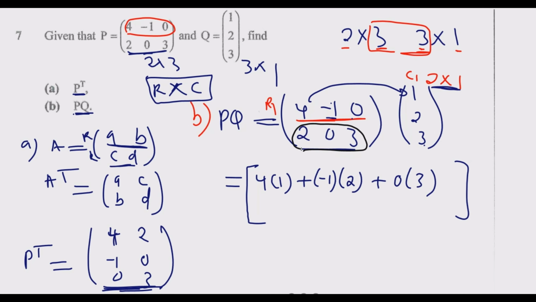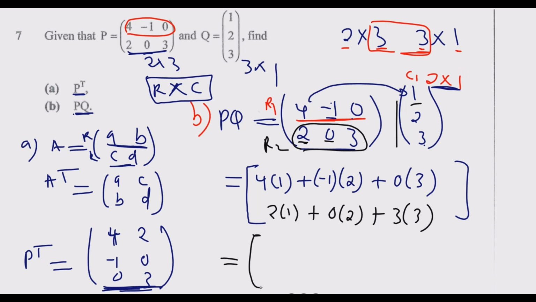We multiply it with the same column. So you pair them: 2 multiplied by 1, then plus 0 multiplied by 2, then plus 3 multiplied by 3. Then you simplify. We have 4 here, then negative 1 times 2 is negative 2, then 0 times 3 is 0. Then 2 times 1 is 2, 0 times 2 is 0, then plus 3 times 3 is 9.